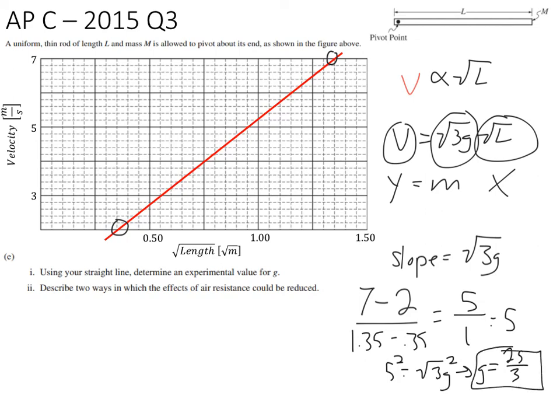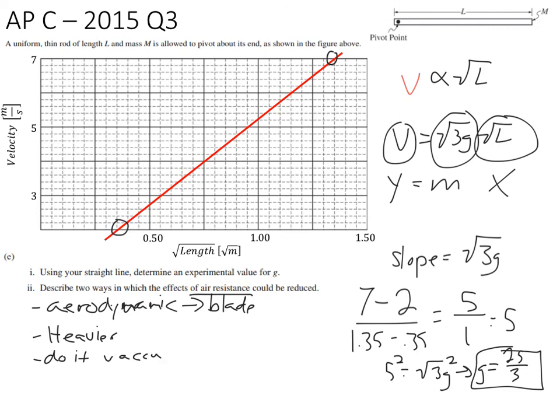And then for the second part, it says describe 2 ways in which the effects of air resistance can be reduced. There's a few different ways. Basically, you want to try and make it aerodynamic, by maybe turning it into some sort of blade-like object. You can make it heavier. One of the easiest ways to get rid of air resistance is also to do it in a vacuum or in space.